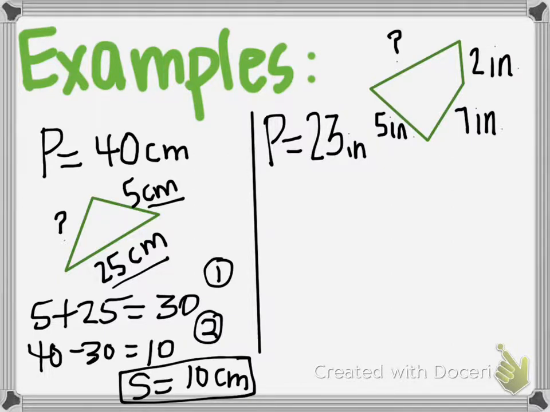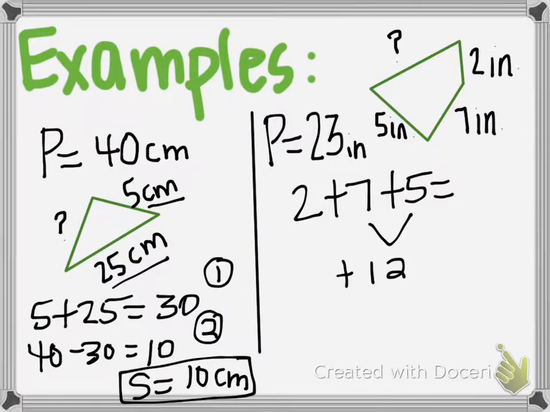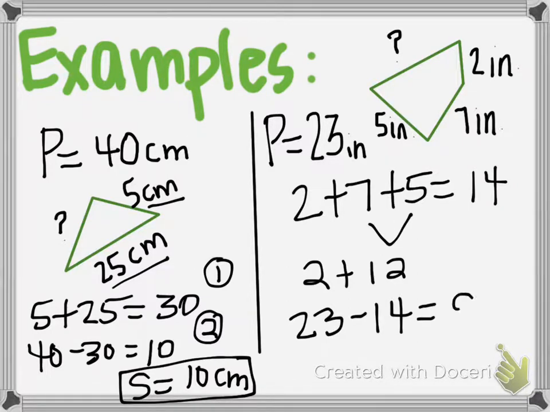Okay, over here we have another shape. The perimeter is 23 inches, and the lengths that they've given us is 2 plus 7 plus 5. 7 and 5 makes 12, plus 2 is 14, and then we would subtract 23 minus 14 equals 9. So the side length here that's missing is 9 inches.